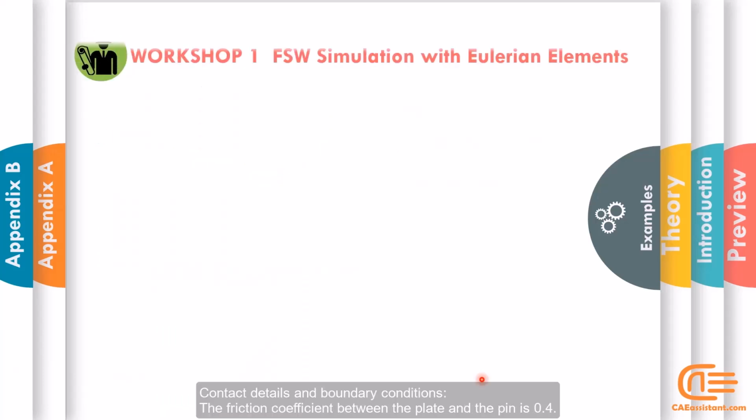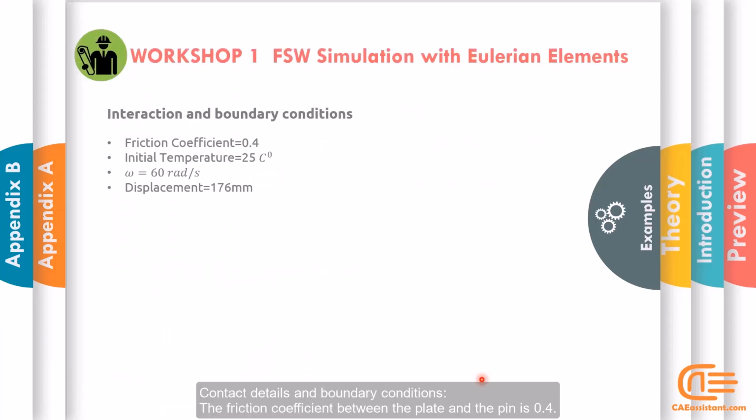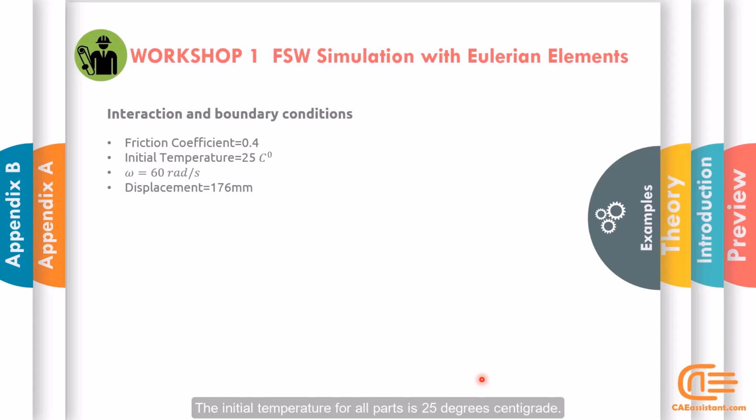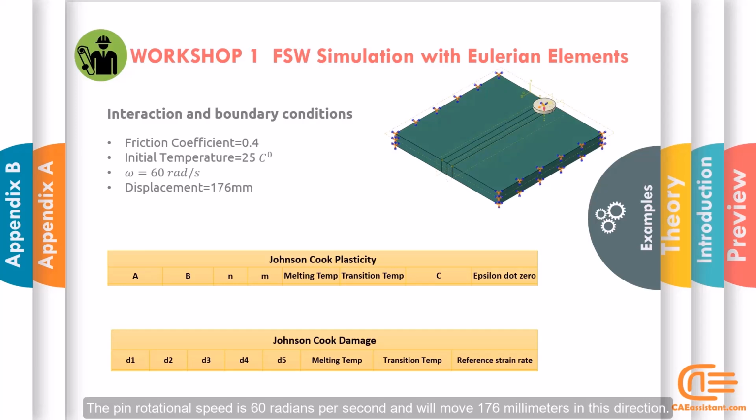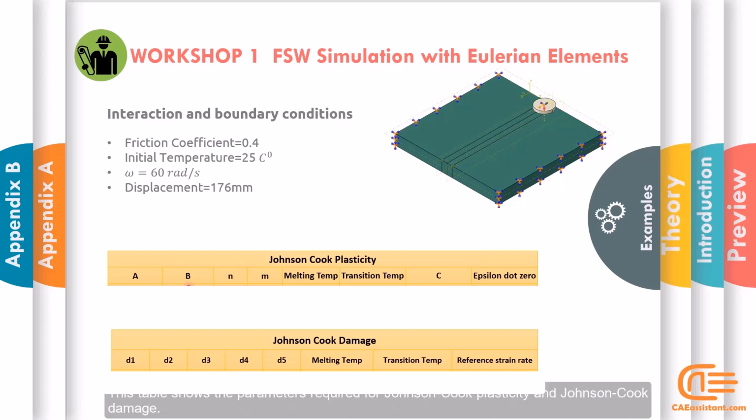Contact details and boundary conditions: the friction coefficient between the plate and the pin is 0.4. The initial temperature for all parts is 25 degrees centigrade. The pin rotational speed is 60 radians per second, and it will move 176 millimeters in this direction. This table shows the parameters required for Johnson-Cook plasticity and Johnson-Cook damage.